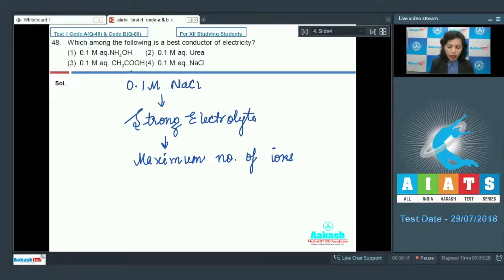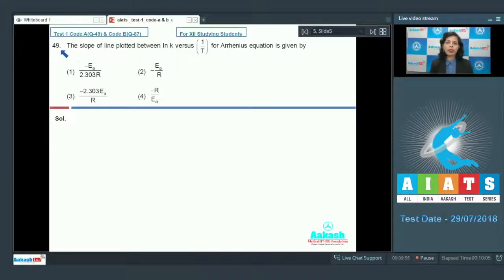Otherwise, if we check the first option, NH4OH, it is a weak electrolyte. The third option, acetic acid, is also a weak electrolyte. And urea is a non-ionic compound, it will not produce ions, so it is not a conductor. Ultimately the correct answer for this question, you can easily mark, is option 4. That's our answer also. So mark here, this is the correct answer. Now after this, let's move on to the next question.